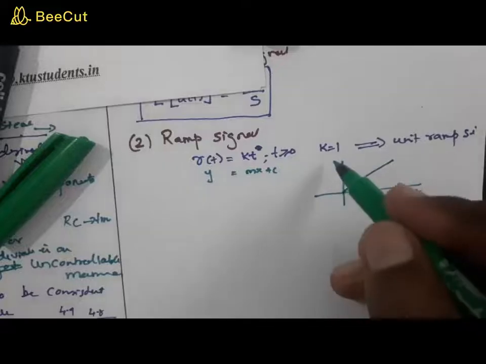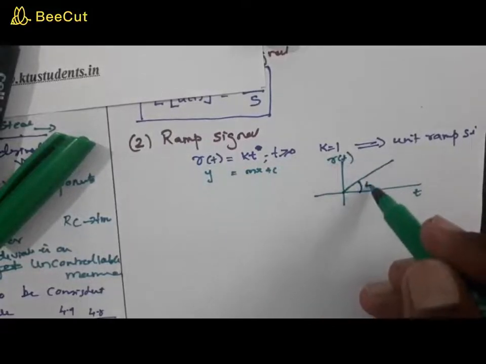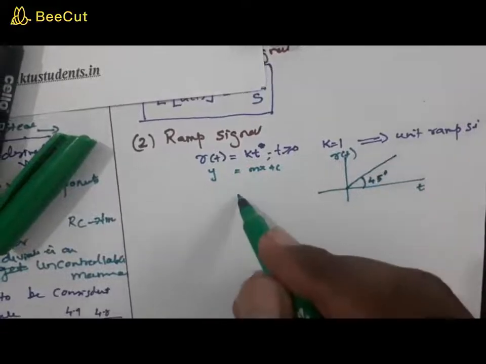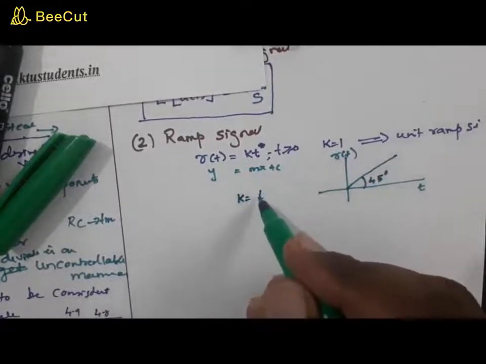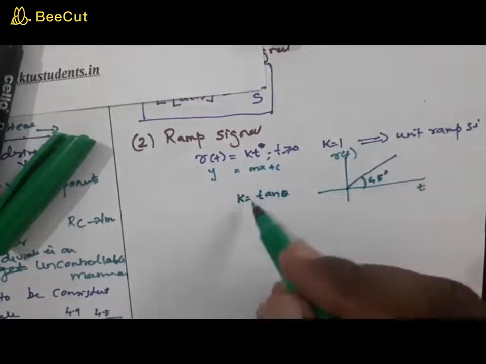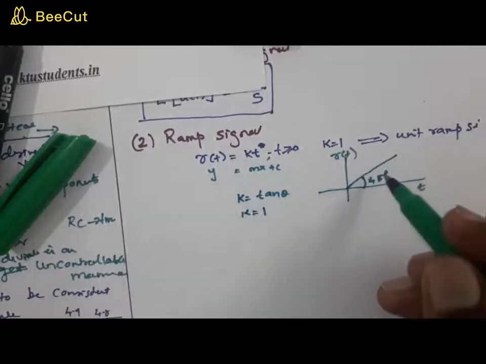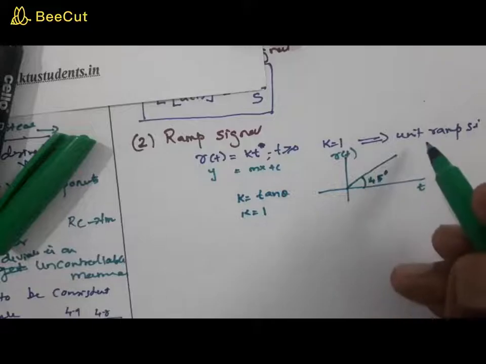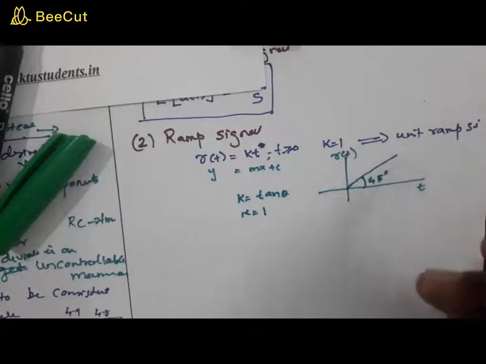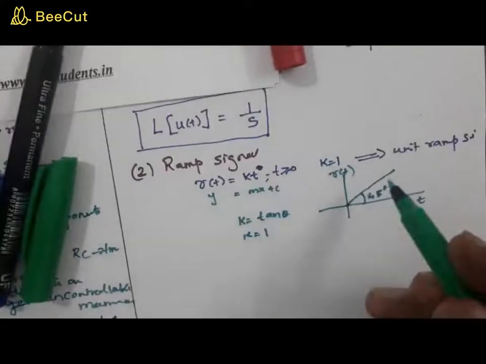So this is t, this is r of t, and k is actually equal to tan theta, where this is the angle theta. When theta is equal to 45 degrees, k becomes equal to 1. So a 45 degree ramp signal is what is called a unit ramp signal. Its slope is equal to 1. Here the amplitude is 1, and here the slope is 1.